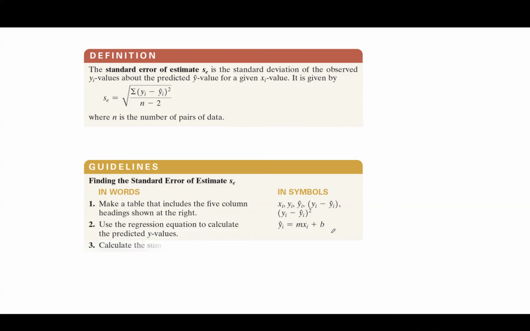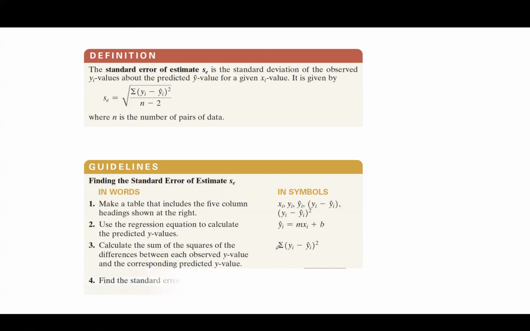And the next step, calculate the sum of the squares of the difference between the y value, which is your yi, minus the predicted y value, and raise it to the second power. After calculating the difference, make sure to raise it to the second power and add them all together. And finally, find the standard error of the estimate, which is the square root of the calculation we did in step 3, which goes in the numerator, and in the denominator, you have n minus 2.